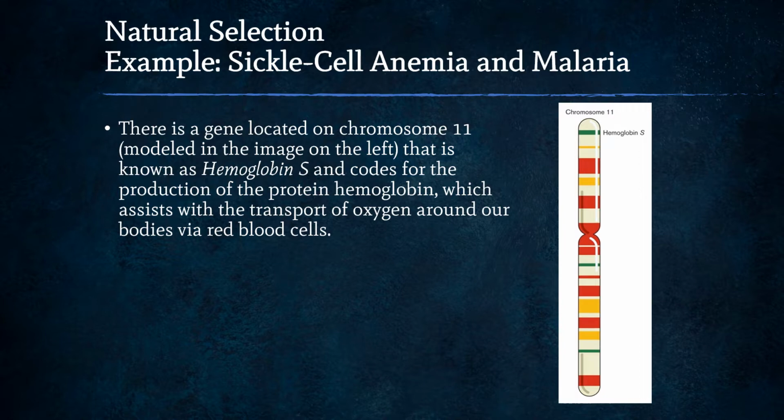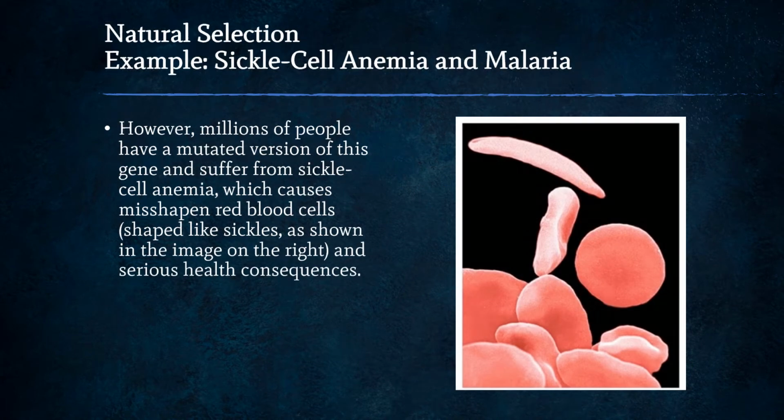So first, let's look at this gene. There is a gene located on chromosome 11 that is known as hemoglobin S and codes for the production of the protein hemoglobin, which assists with the transport of oxygen around our bodies via red blood cells. However, millions of people have a mutated version of this gene and suffer from sickle cell anemia, which causes misshapen red blood cells, as shown in this picture. And this causes serious health consequences. A normal blood cell is round and moves smoothly through our veins and arteries. As you can imagine, the sickle cell shape causes problems.